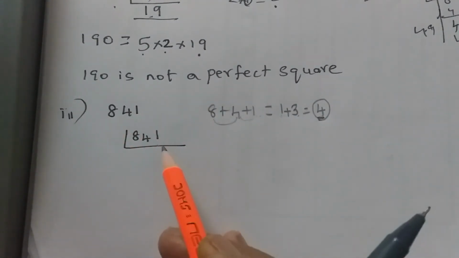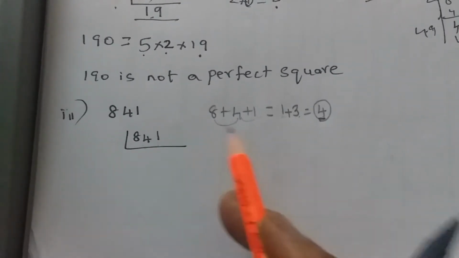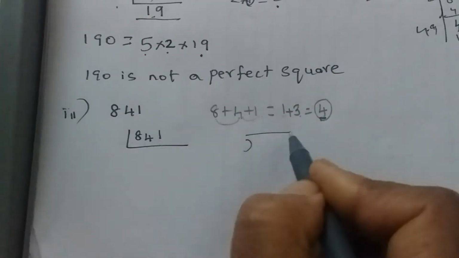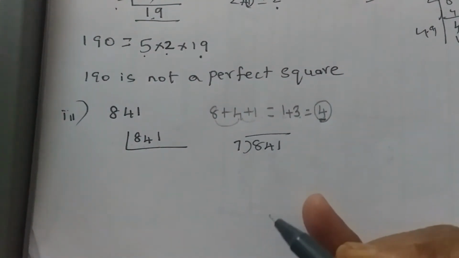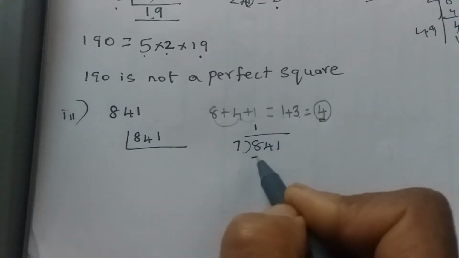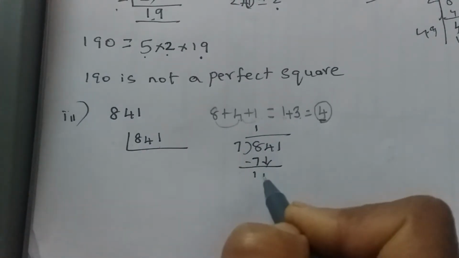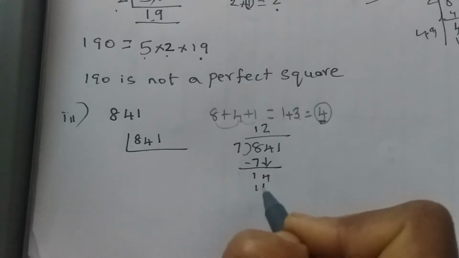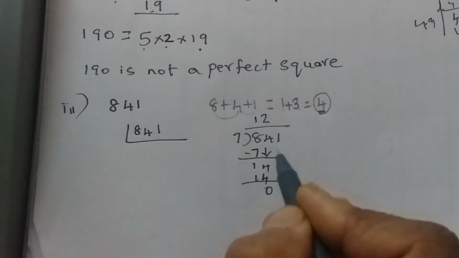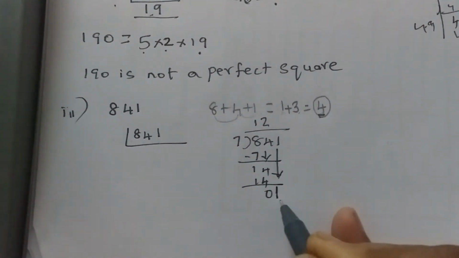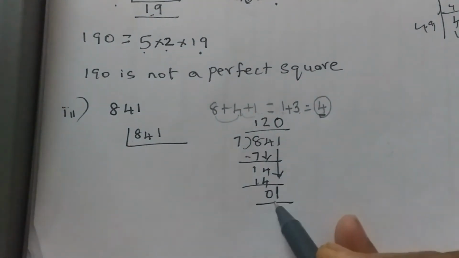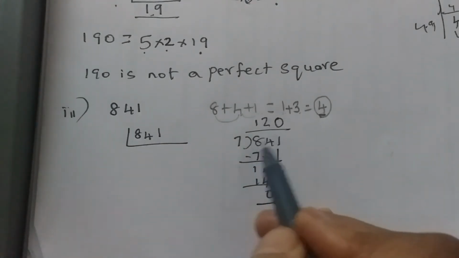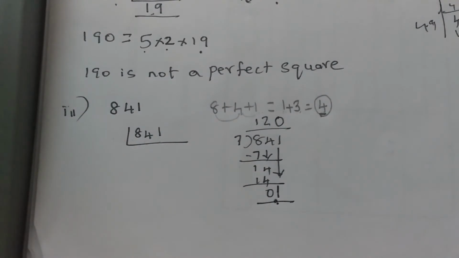And which is the next prime number? 7. We have to check by the 7 table. For that, what do we have to do? You just divide 841 by 7 and check whether you're getting remainder 0 or not. Yes, 7 ones are 7, remainder 1, bring down the next number 4. 14, 7 twos are 14, remainder 0, bring down the next number 1. Can you divide 1 by 7? No. So add 0 in the quotient. This 1 is the remainder. Is the remainder 0? No, the remainder is not 0. So 841 is not divisible by 7.